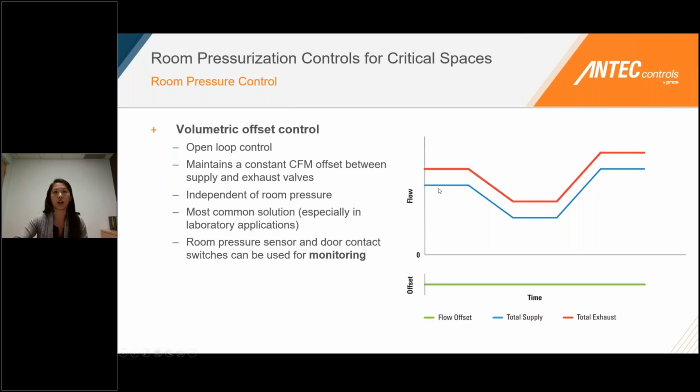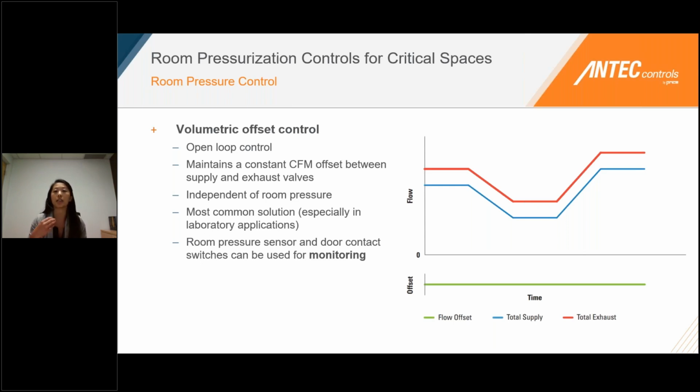As seen in this chart here, as your flows, your demand for ventilation, or your air changes increases, decreases, and then increases again, regardless of the state of that space, you're going to be targeting the same offset. So you will always have, for example, a 200 CFM offset in this space, regardless of the state. So offset control is independent of room pressure. We're not actively measuring room pressure and using that to communicate with the controls or the airflow control devices. We are just looking at that offset and using that calculation between the supply and the general exhaust.